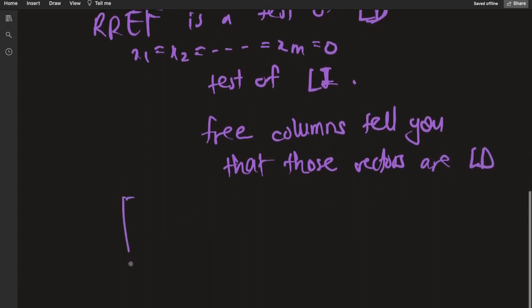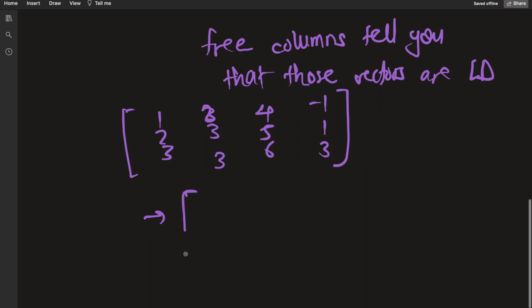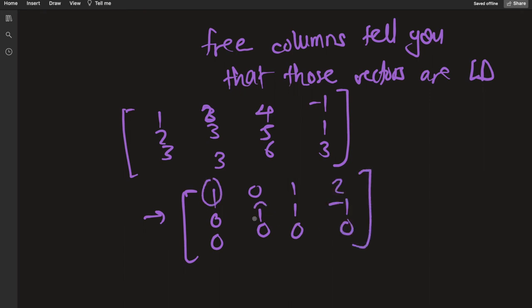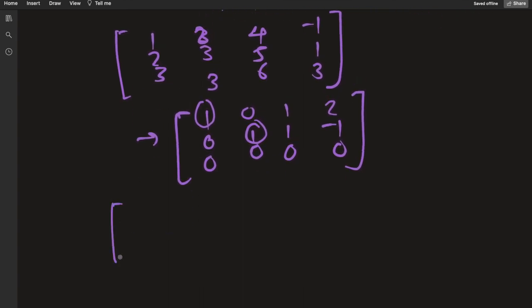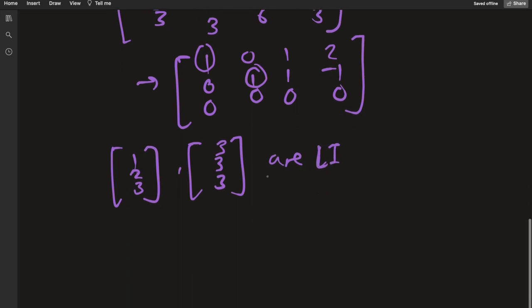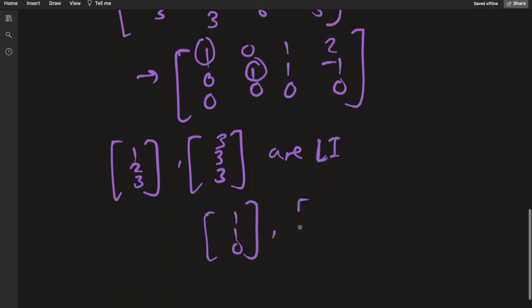For example, if you consider this system now, 1, 2, 3, 3, 3, 3, 4, 5, 6, negative 1, 1, 3. You row reduce, you end up with 1, 0, 0, 0, 1, 0, 1, 1, 0, 2, negative 1, 0. So we have pivots here, and pivots nowhere else. Which means the corresponding columns 1, 2, 3 and 3, 3, 3 are linearly independent, while the non-pivotal ones, which are 1, 1, 0 and 2, negative 1, 0, are linearly dependent.